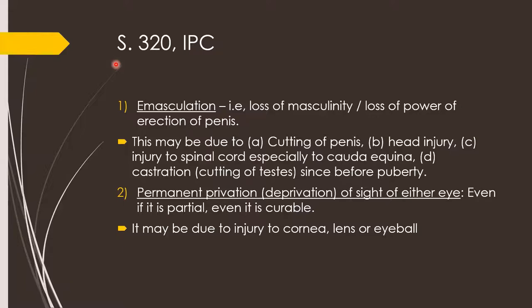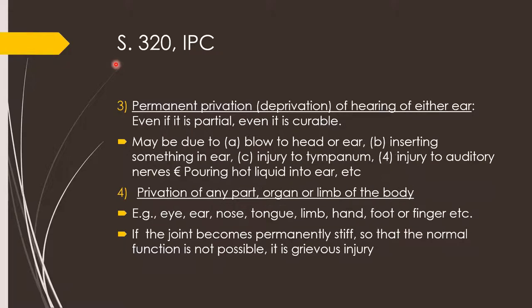Second point is permanent privation or deprivation of the sight of either eye. Even if the permanent privation of sight is partial or even if it is curable, this is considered as grievous hurt. And this can be due to injury to the cornea, lens or eyeball.